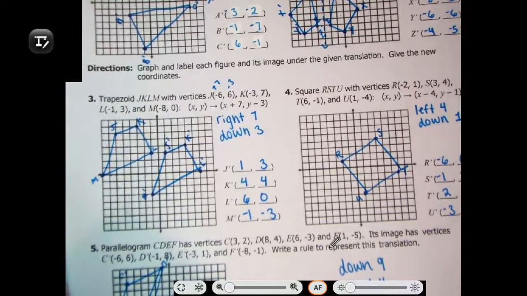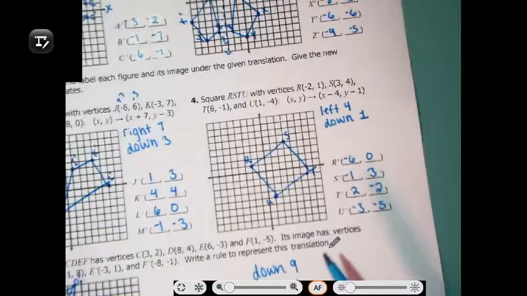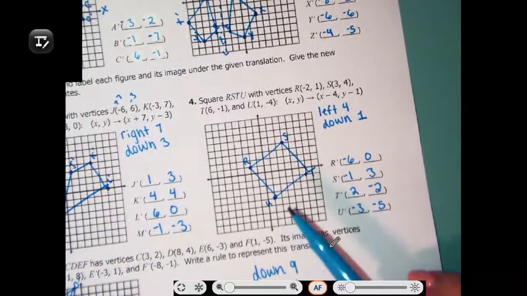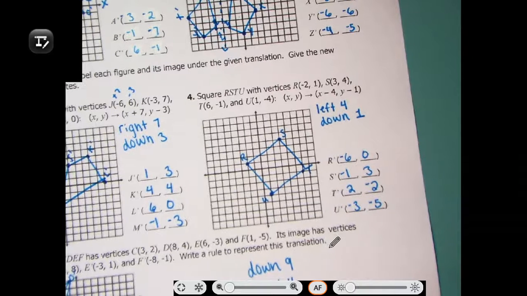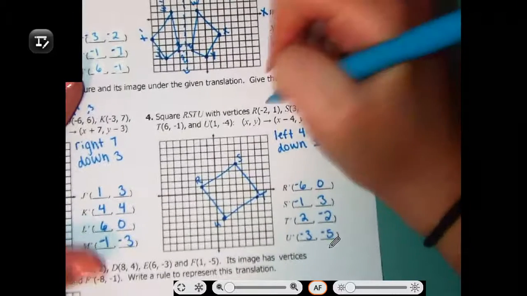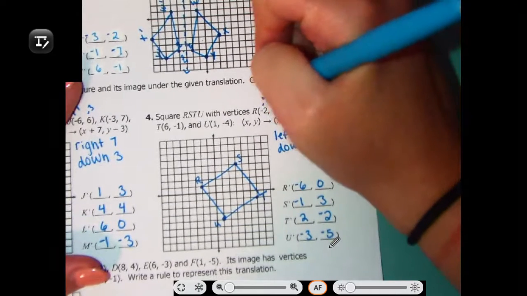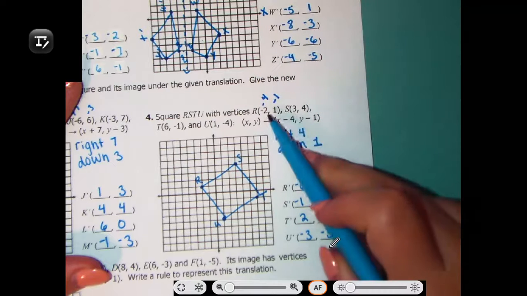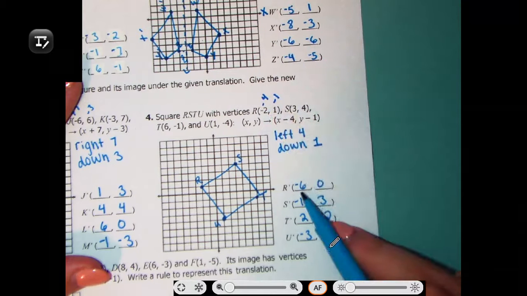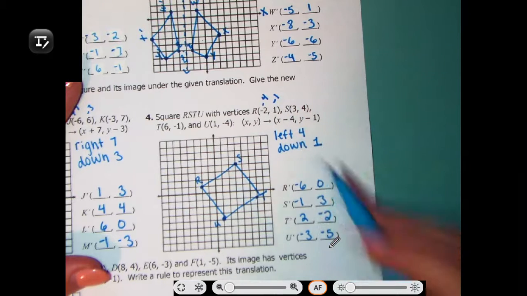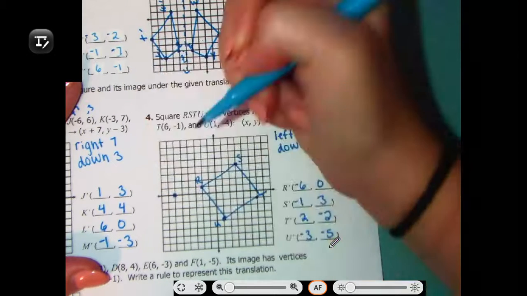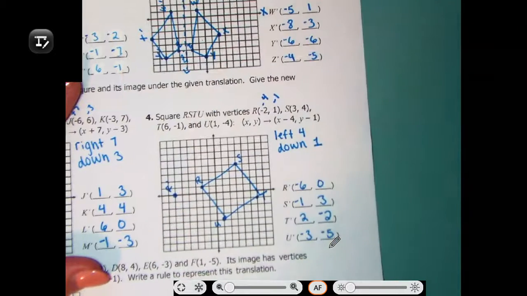So let's take a look at 4, another translation problem. This is a square. I have graphed it here, and we are going left 4, down 1. So again, I can do either way. I am going to do my addition and subtraction. So what this means is x minus 4 and y minus 1. So -2 minus 4 is -6. 1 minus 1 is 0. So I can plot -6, 0, which is R prime.